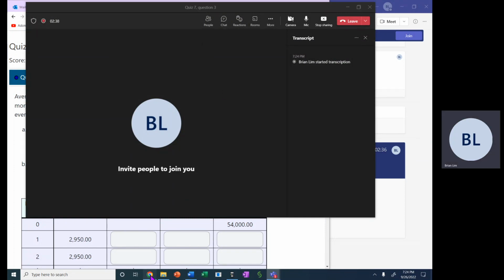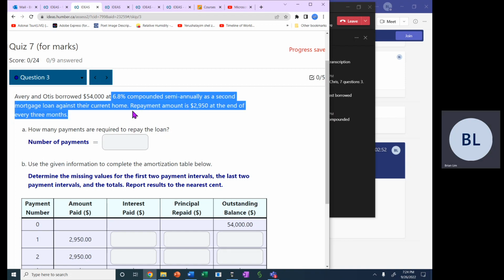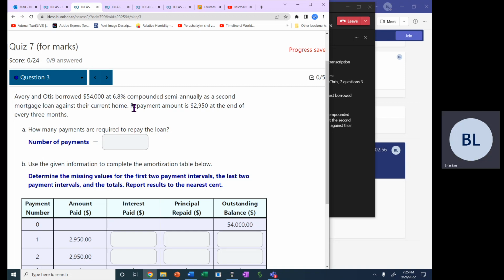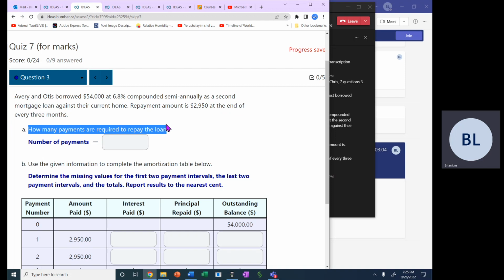Okay, let's go to quiz 7, question 3. Avery and Otis borrowed $54,000 at 6.8% compounded semiannually as a second mortgage loan against their current home. Repayment amount is $2,950 at the end of every 3 months. How many payments are required to repay the loan?